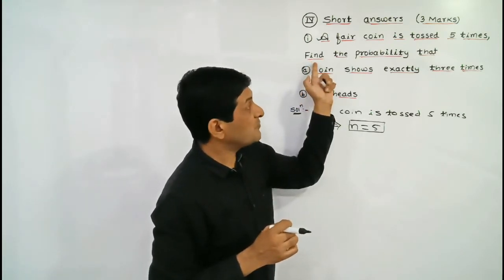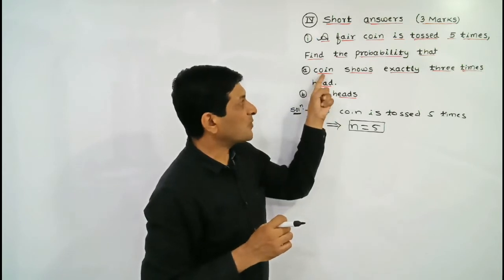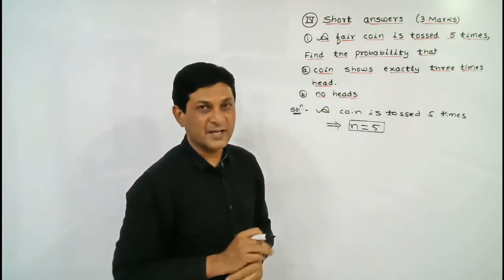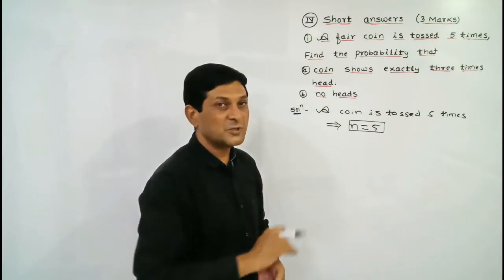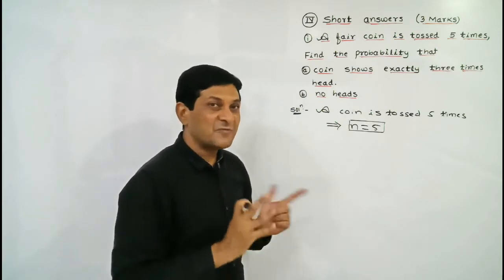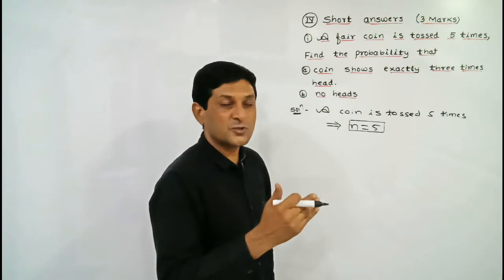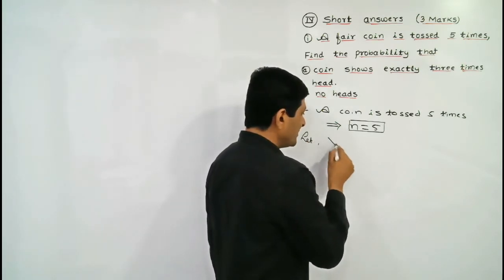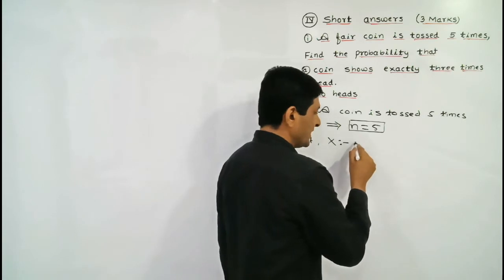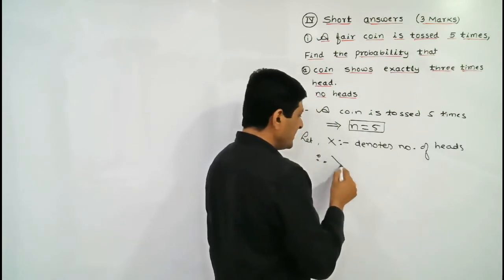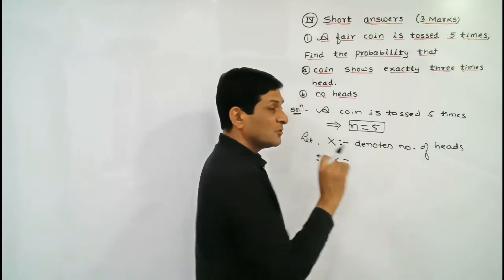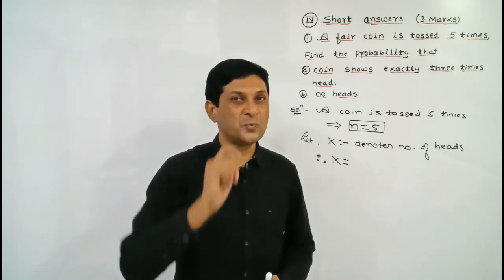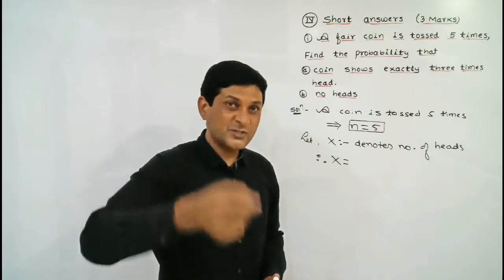We have to find the probability that the coin shows exactly 3 times head, and in the second part no head. So our example is related with head. That's why we define the random variable which denotes the number of heads. So let x be the random variable which denotes the number of heads. Therefore, the possible values of x: x denotes the number of heads. A coin is tossed 5 times.